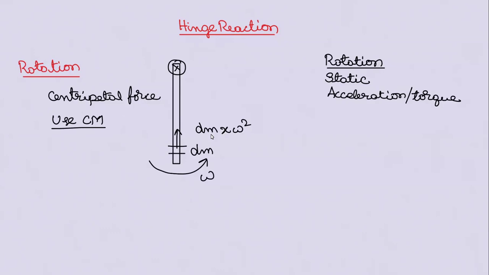While calculating centripetal force, you can crush the body and keep it at the center. In this case, if the length of the rod is L and mass is M, the hinge reaction will be centripetal force only, m r omega square, that is M times L by 2 times omega square. Why is r equal to L by 2? Because the distance between the center of mass and the hinge is L by 2.